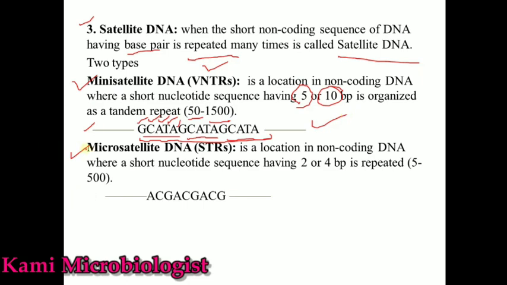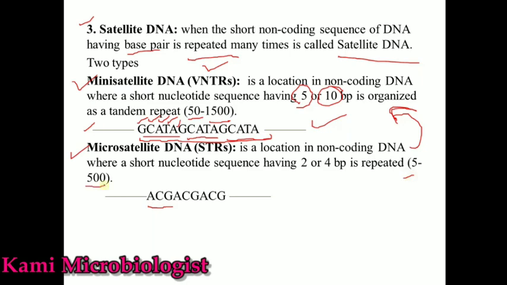Second, we have microsatellite DNA, or we can say simple tandem repeats or short tandem repeats. These are the same as we talked about in the minisatellite, but in this case the base pair number is less as compared to variable number tandem repeats. In this case we have 2 base pairs or 4 base pairs that are repeated many times. Many times means not less than 5 times, not more than 500 times.